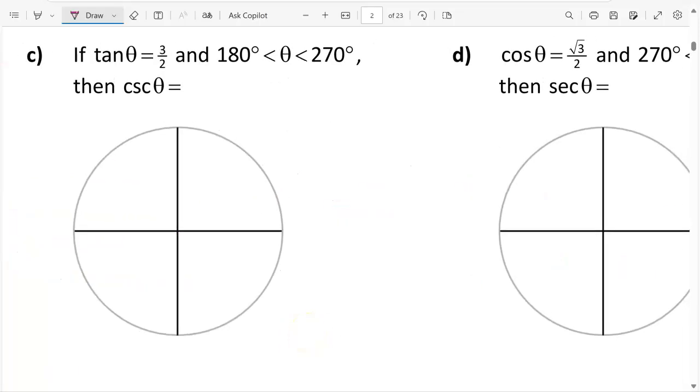In C, we have an angle that is between 180 and 270 degrees, which means it terminates in quadrant 3. And so I'll draw a reference triangle in quadrant 3.